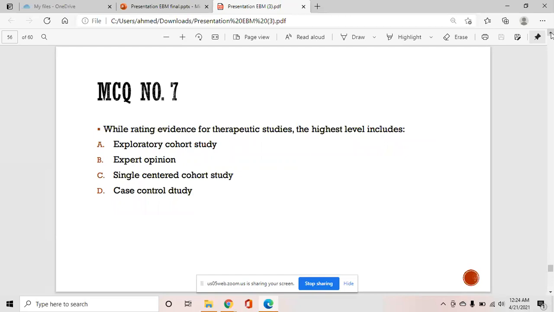While rating evidence for therapeutic studies, the highest level includes: A, exploratory; B, expert opinion; C, single-centered cohort study; or D, case control study. C is the right answer, single-centered study.